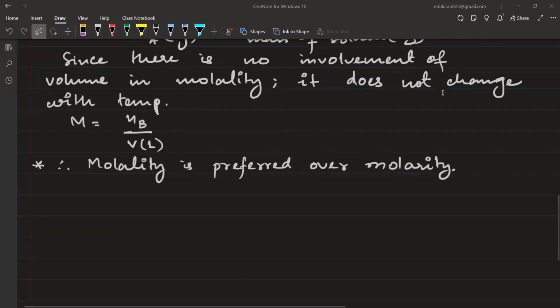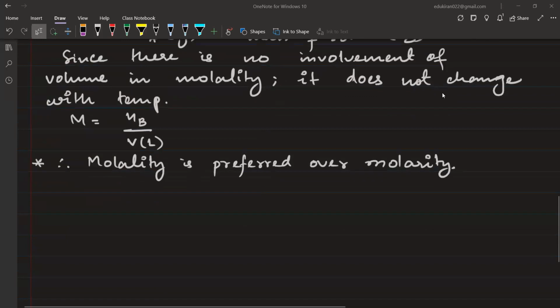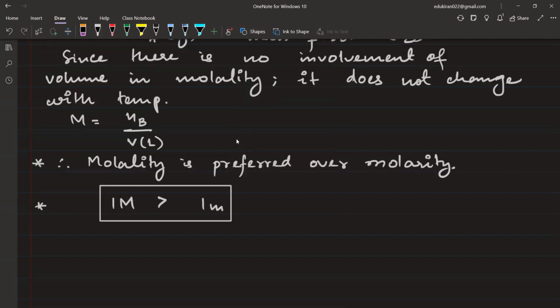Okay. Now write another point. Write the conclusion first of all, then I will make you understand. When I take 1 molar solution and 1 molal solution, the number of moles of solute, or rather the amount of solute, in the molal solution is greater than in the molar solution. So which has higher concentration? 1 molal has higher concentration.